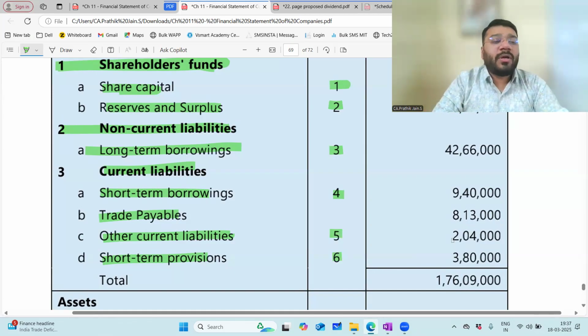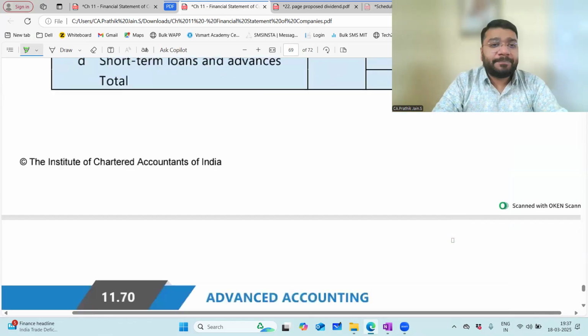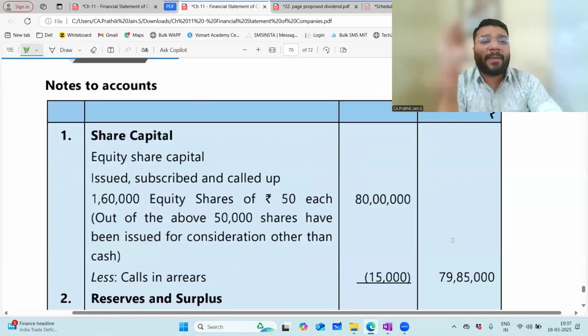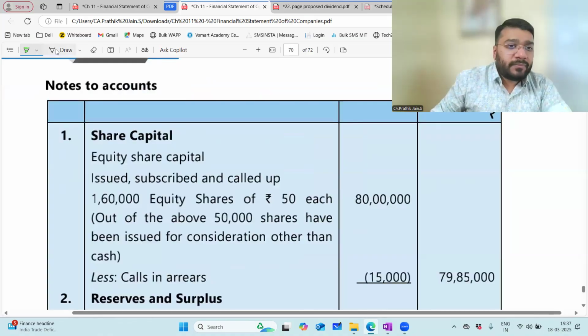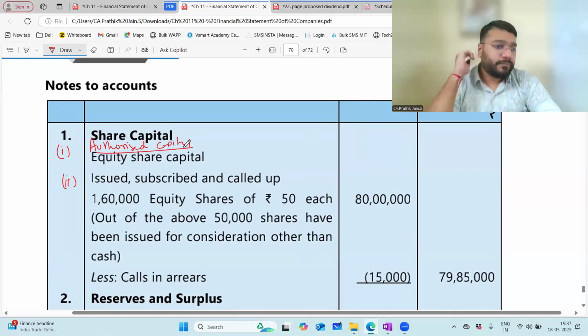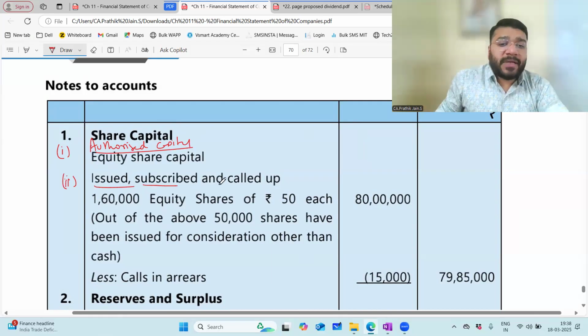So can we go to note 1, share capital? I don't think there is any information on authorized capital. So just write the heading authorized capital and leave it. First one is authorized capital. Second one is issued, subscribed, and called up capital.